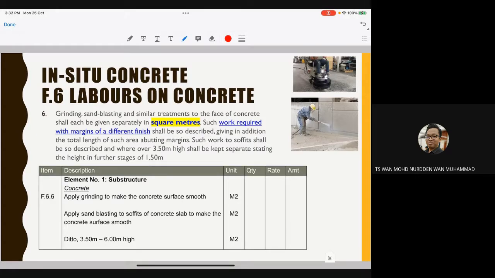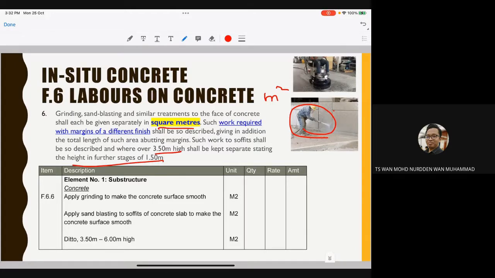Okay, number 6, grinding, sandblasting, and similar treatment to the face of the concrete shall each be given separately in square meter. Ni macam ni kan, sandblasting. Sandblasting unit dia dalam meter square. Such work required with margins of different finish shall be so described, giving in addition the total length of such area abutting margin. Such work to soffit shall be so described, and where over 3 meter high shall be kept separately, stating the height of further stages of 1.5 meter.